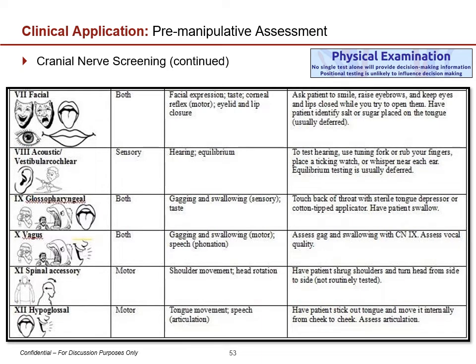With the facial nerve, you can have them stick out their tongue. You can have them move it side to side, which will also get at your hypoglossal. And then with the glossopharyngeal, having them have taste or even having them swallow would be appropriate.